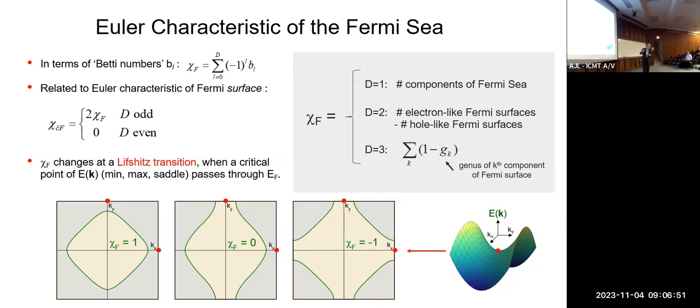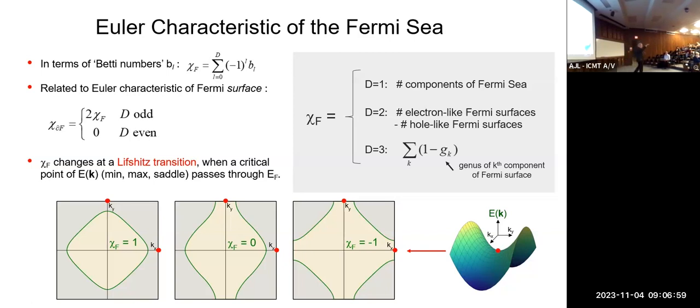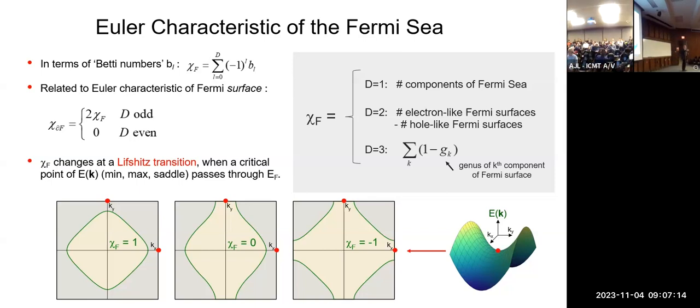And so in fact, in even dimensions, like two dimensions, the Fermi surface always has a zero. But in odd dimensions, it's related to the Euler characteristic of the sea. So the point I want to make is that the Euler characteristic of the Fermi sea has a little bit more information in it than that of the Fermi surface.